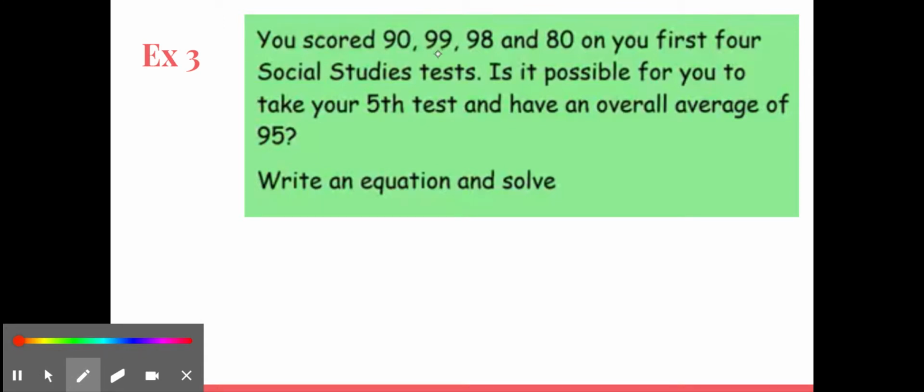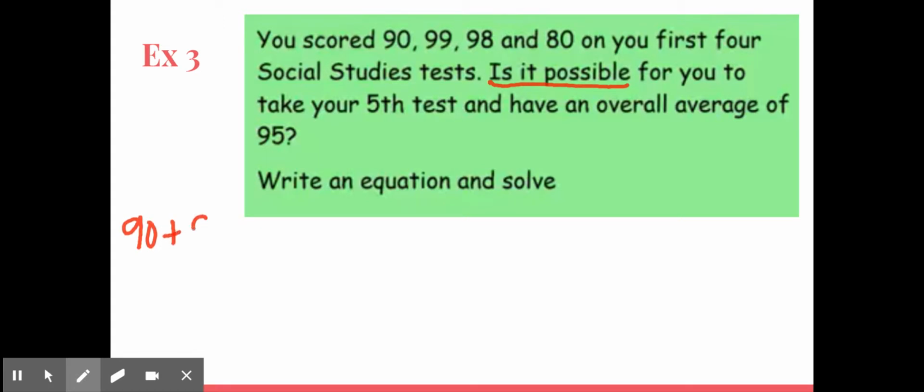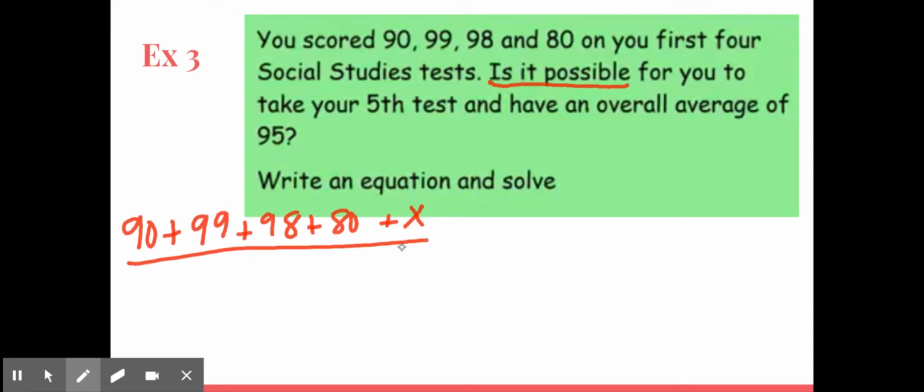You make a 90, 99, 98, and 80 on your first 4. And the question's a little different here. It's now, is it possible? And so this is a yes or no answer. Is it possible for you to take your 5th test and have an overall average of a 95? So we're still going to set it up and solve it the same way. We have a 90 plus 99 plus 98 plus 80 plus our 5th test that we don't know. We have 5 tests, so we have to divide it by 5.